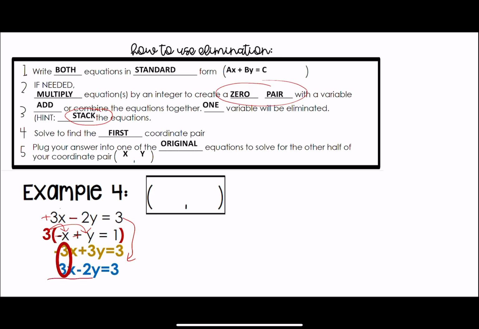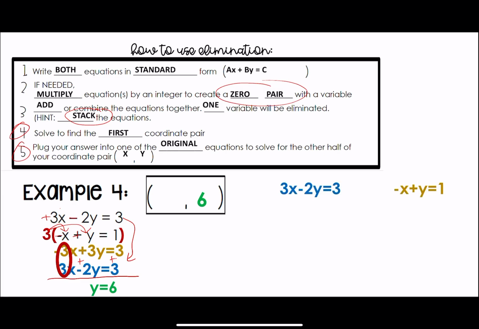Then add on down 3 minus 2 and 3 plus 3. This one was super easy when it ended up working out that way. And you got y equals 6. Done. Well, not quite. You remember steps 4 and 5? Where you have to plug it in to find the other half of your coordinate pair? Yeah, you still have to do that.